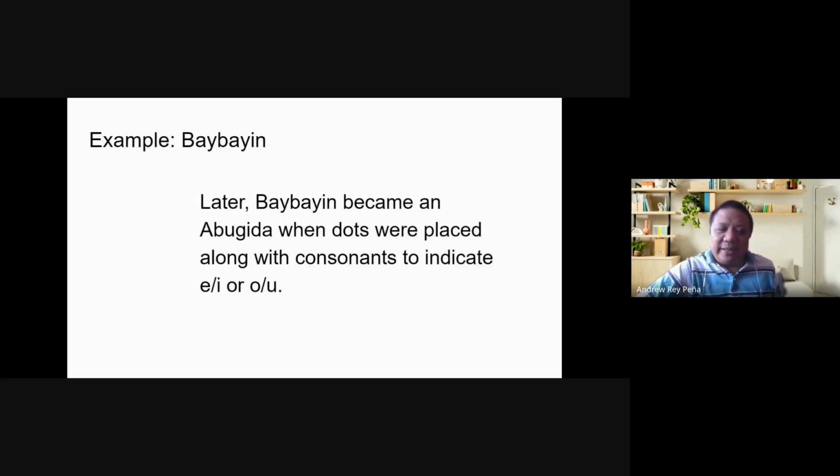So baybayin later became an abugida when dots were placed along with consonants to indicate A, E, or O, U. Okay? Baybayin originally was an abjad. Later on, it became an abugida with the friars, the Spanish missionaries being the ones who added the dots. Okay.